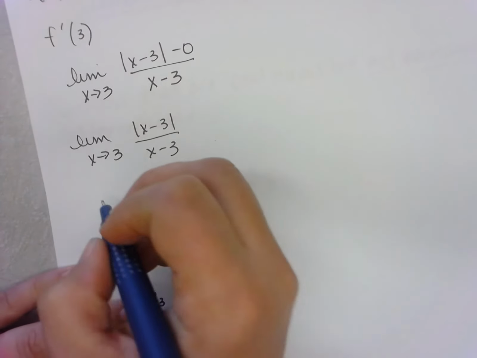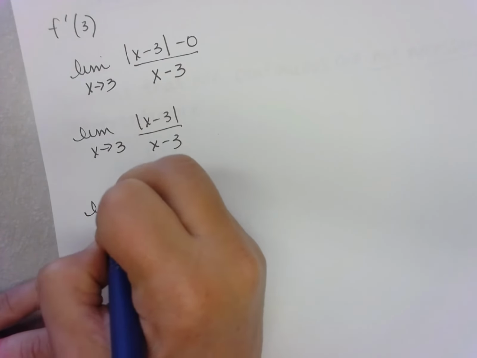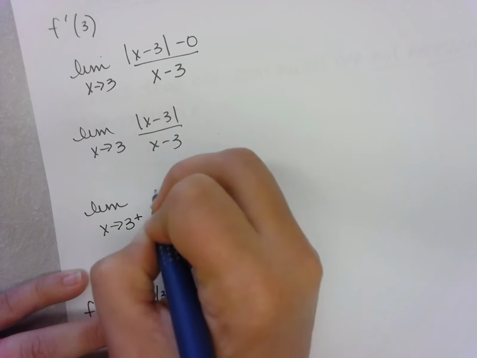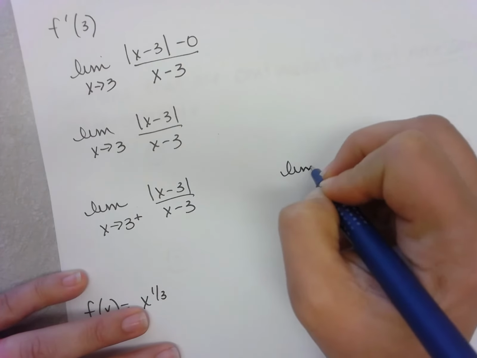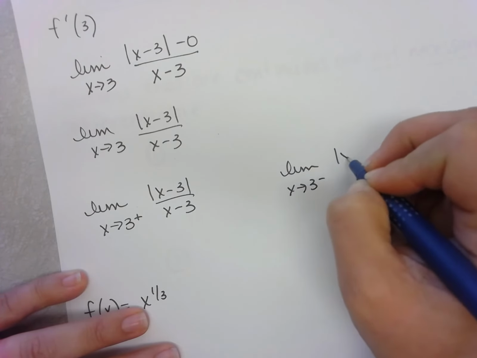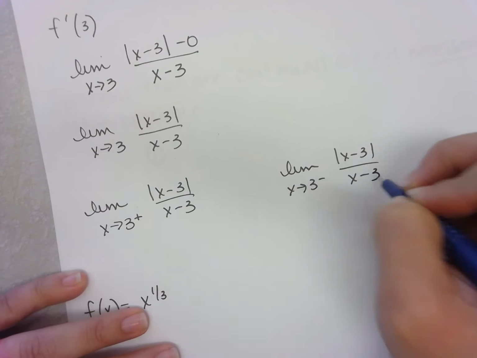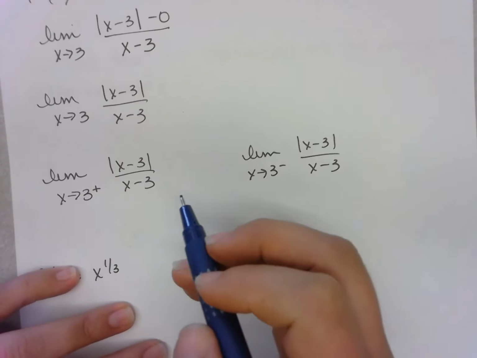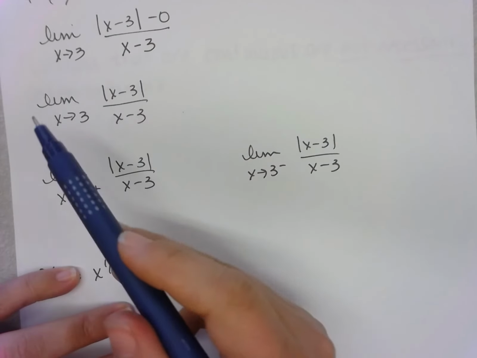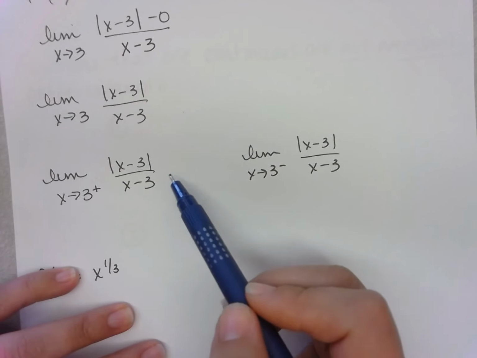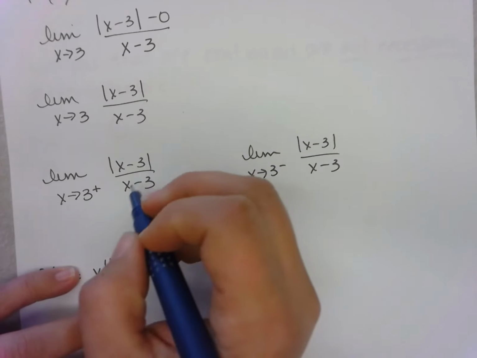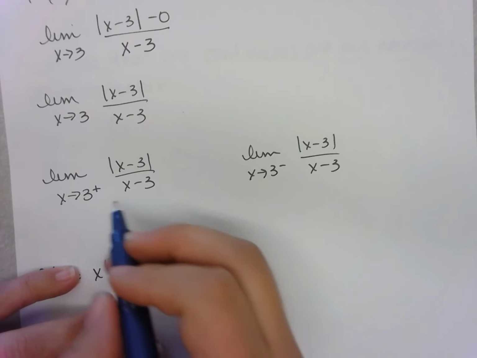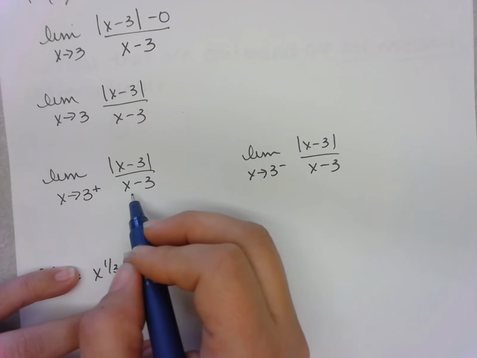Now I'm going to look at the limit from the right and the left, and the limit as x approaches 3 from the left looks like this. I'm going to look at these separately. If my function is differentiable at x equals 3, then these two limits should be equal, and they both should exist. So when I look at 3 from the right, that means I'm going to plug in values slightly larger than 3. I'll just pick an integer here, 4, for instance.